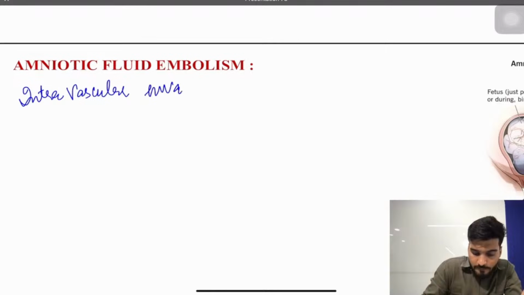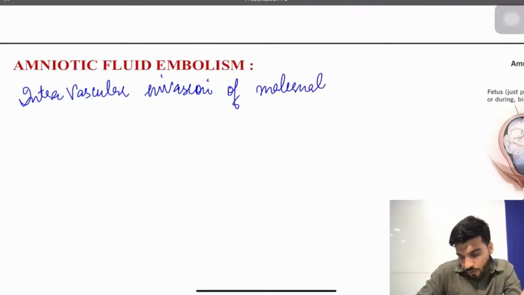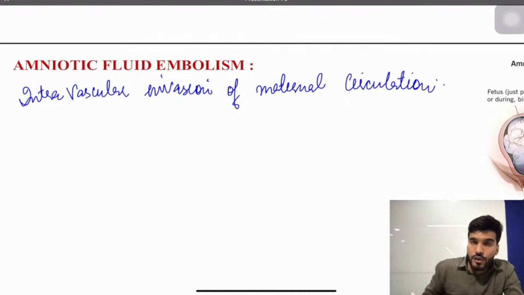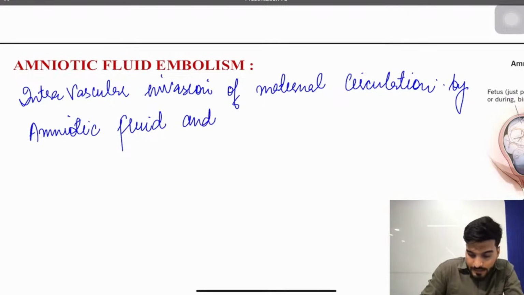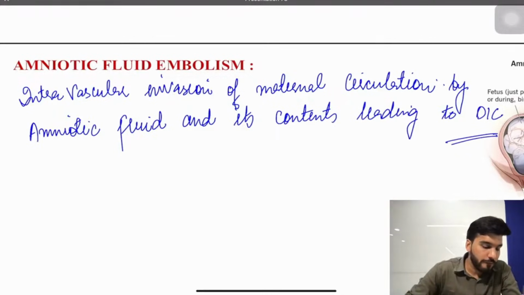It is an intravascular invasion of the maternal circulation. And what is the reason for this invasion? The reason is amniotic fluid. So intravascular invasion of maternal circulation by amniotic fluid and its contents, leading to DIC. This is defined as amniotic fluid embolism.